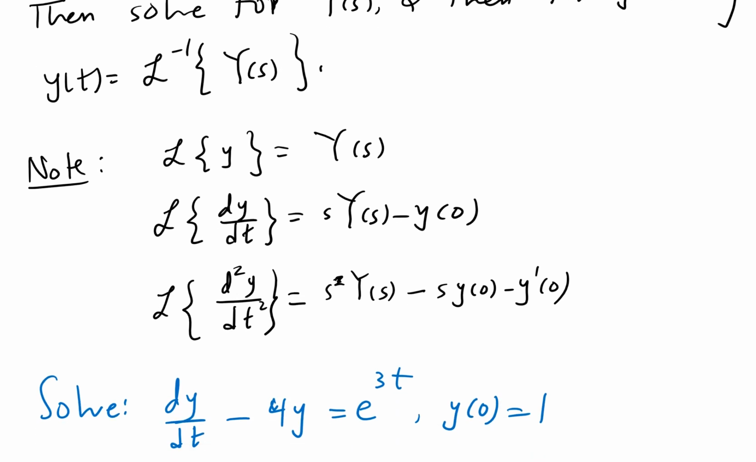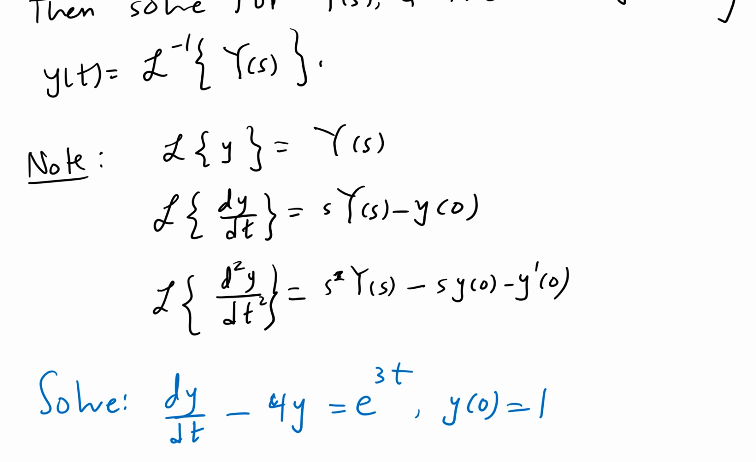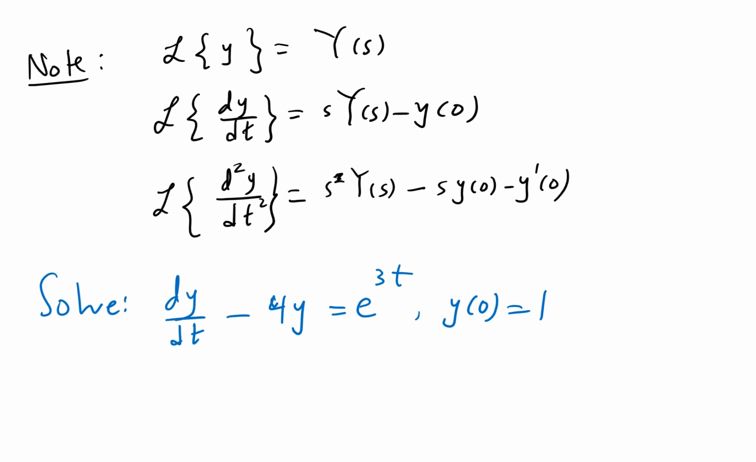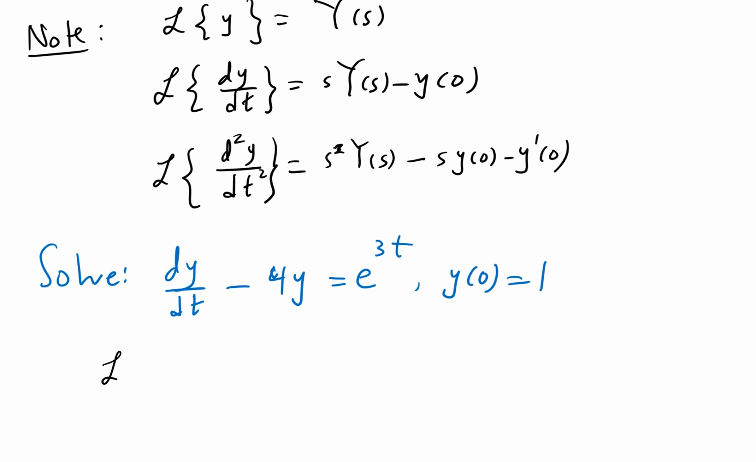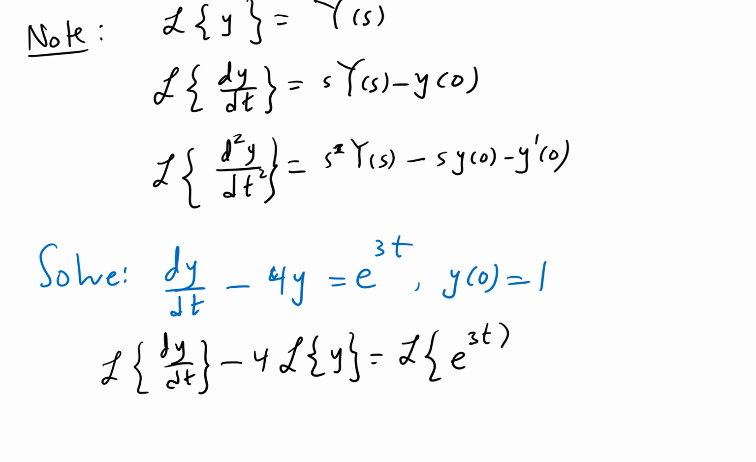To start with that, let's look at this example. We're going to solve the differential equation dy dt minus 4y equals e to the 3t, with the given initial condition y of 0 equals 1. So to do that, we use linearity of the Laplace transform. We take the Laplace for each term, like so, and then the Laplace of e to the 3t.